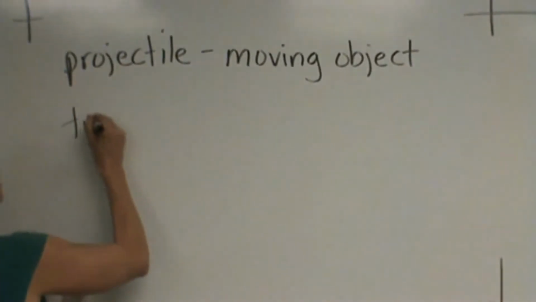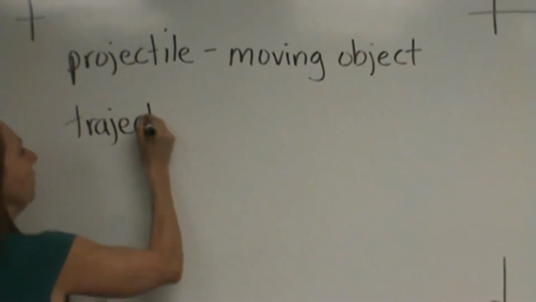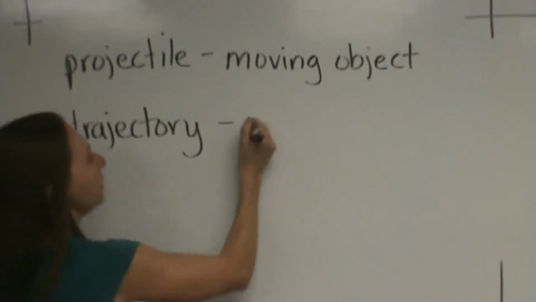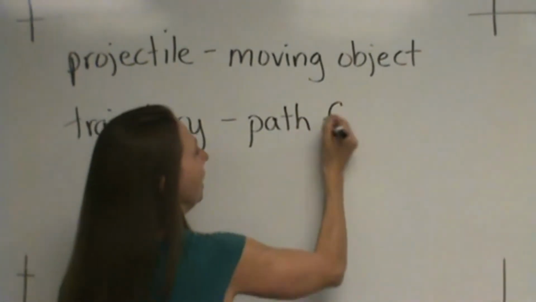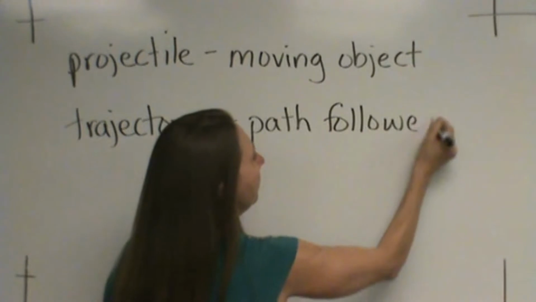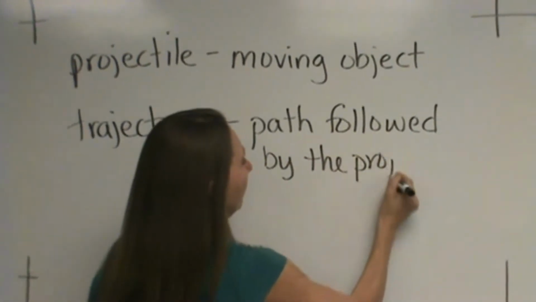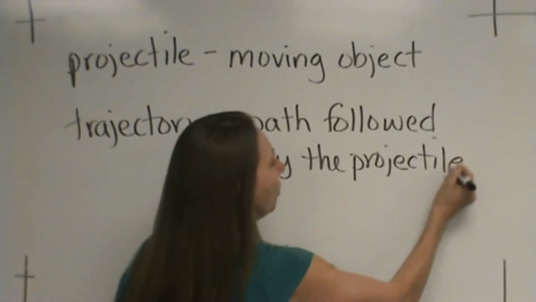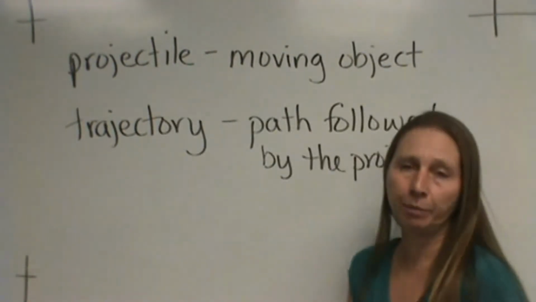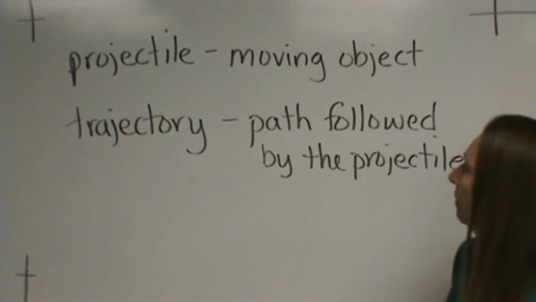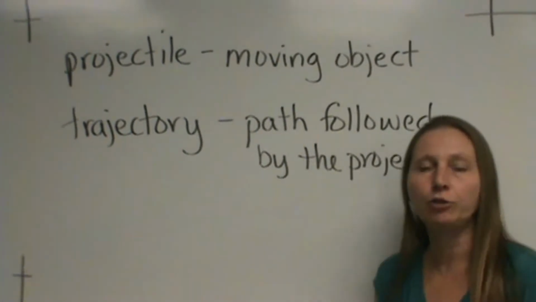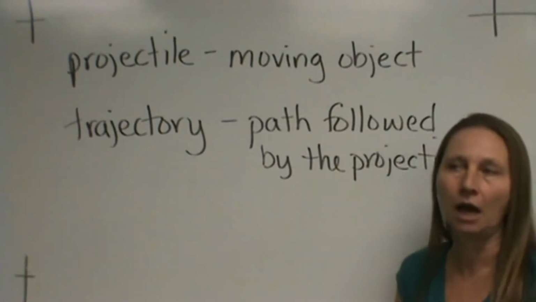The trajectory is the path followed by the projectile. And I will show you a diagram of a typical trajectory in just a minute. Generally speaking, a trajectory is shown with a dotted line.